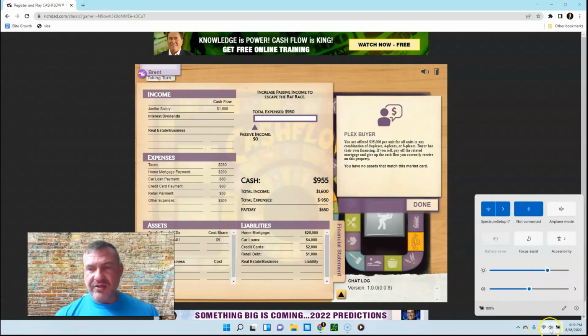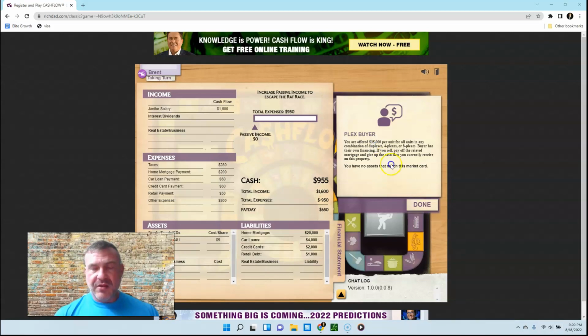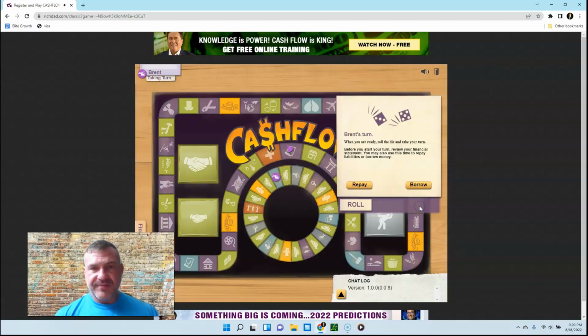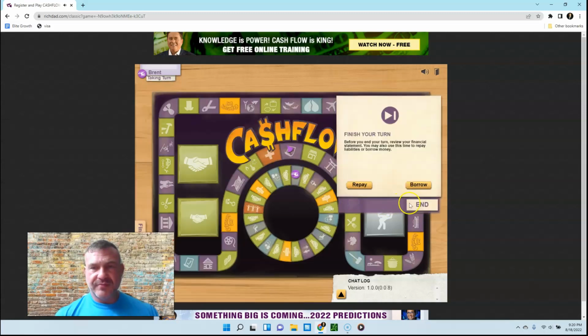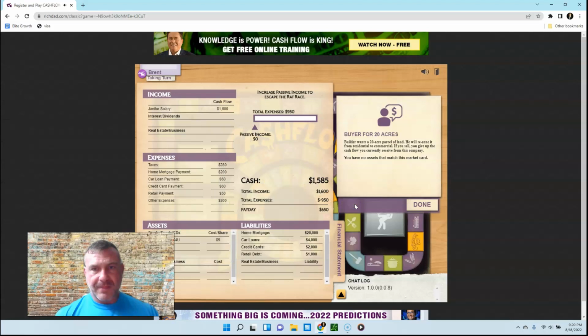Sometimes it's really quick to get out of the rat race when you're the janitor. I don't have any plexes. Golfing. Alright, I don't have 20 acres. So there's the card before this and this one. This is where you could sell an asset. I'm getting a little more cash on hand, and my monthly expenses are $950.